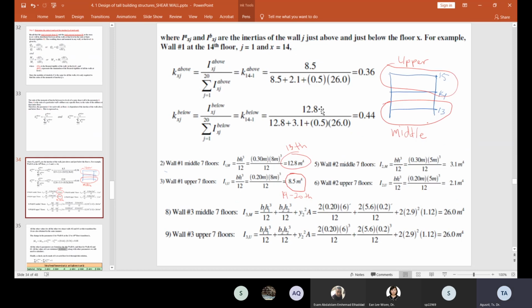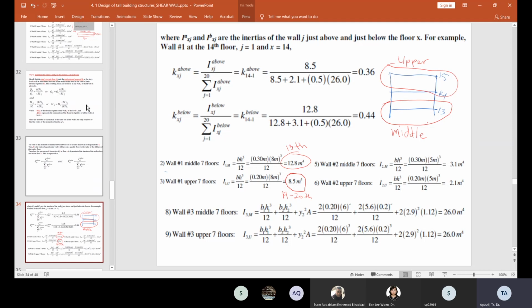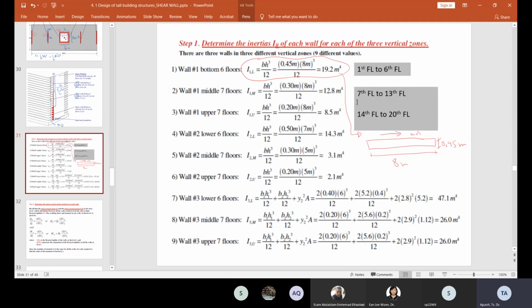Okay, 0.5 here. So from here we get the K xj above, 0.36. Okay, how about the K below? Below the 14 is 13. So you can see here the level 13. I show you this one. The level 13 is inside this middle 7th floor.